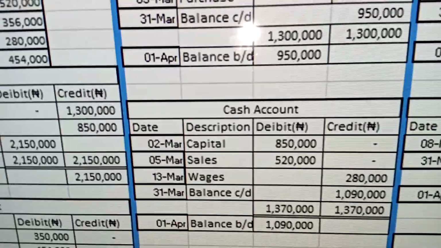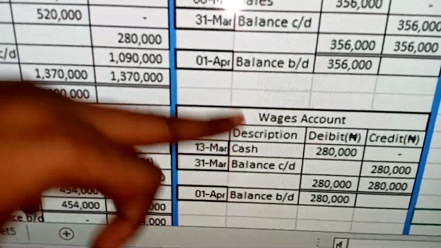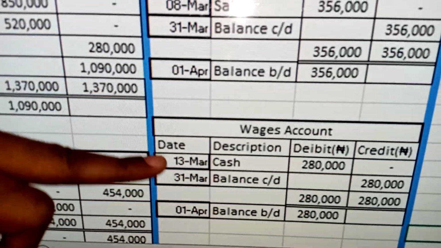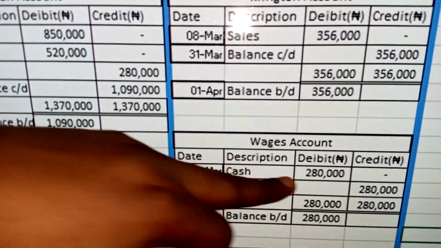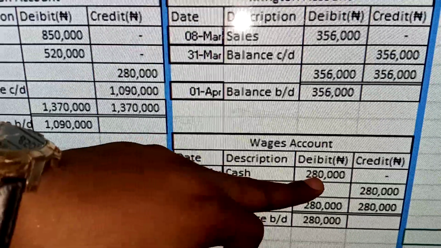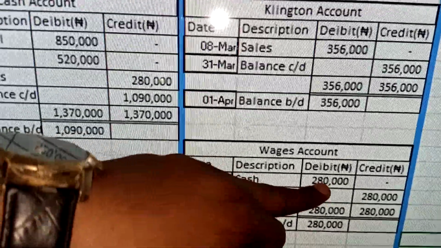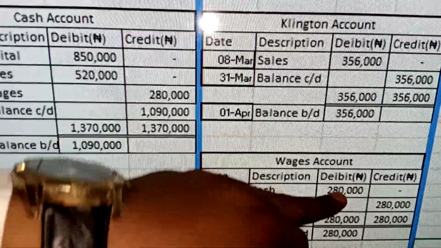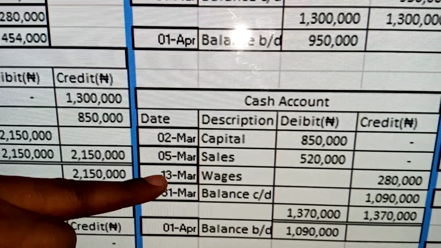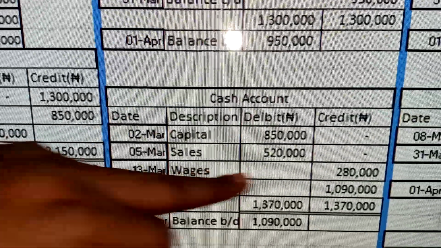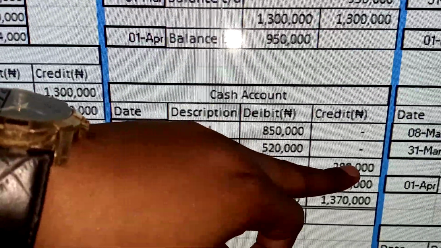So we have our wages account here. Here's the wages account. So that's on the 13th of March. Cash, we're paying it in cash. We're debiting wages here 280,000, being what? An expense. So it's increasing. So we're debiting. So the corresponding entry will go to where? Cash. So we have cash here, 13th of what? March. We have wages, 280,000.